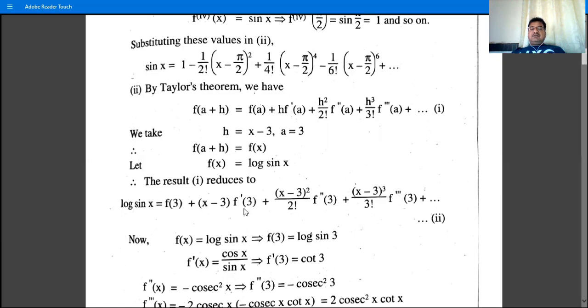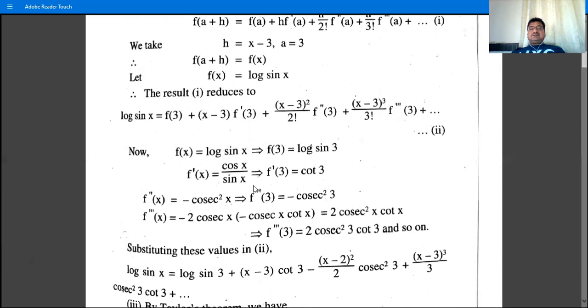Then f dash 3. In order to find f dash 3, find f dash x. Log sin x, derivative is what? 1 by sin x into derivative of sin x, which is cos x. So cos x by sin x means cot x. And f dash 3 is cot 3. Then f double dash x. The derivative of cot x is what? Minus cosec square x.